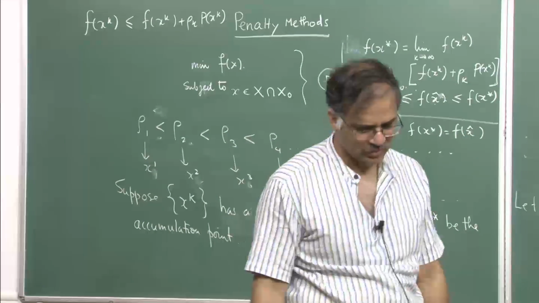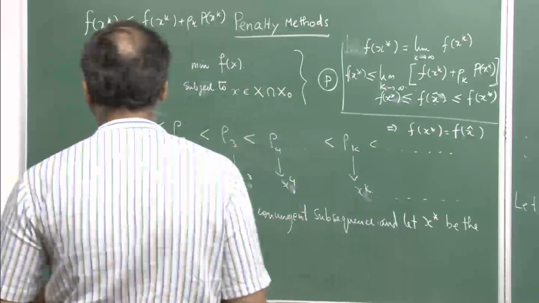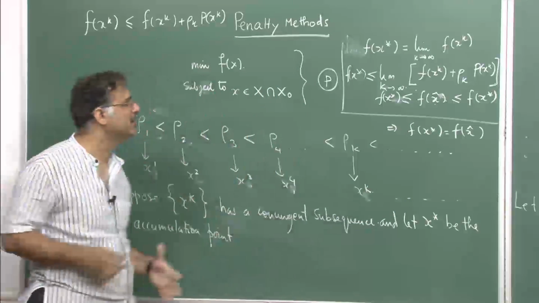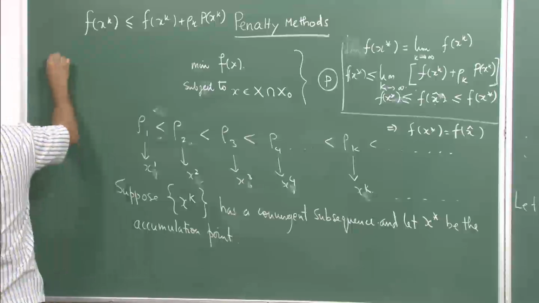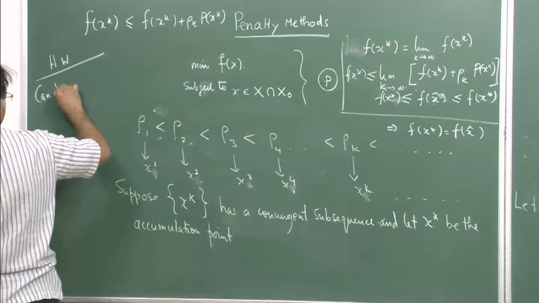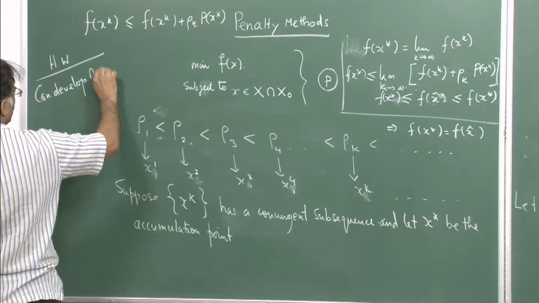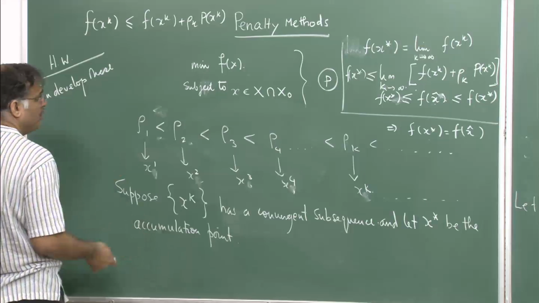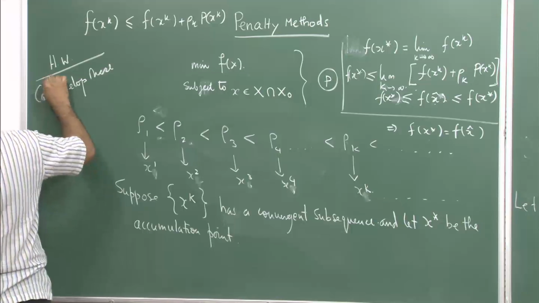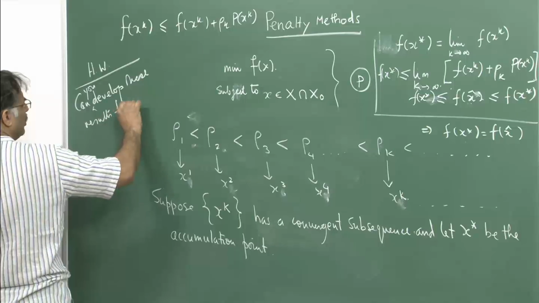Now, can you tell me if this idea can be extended to a local minimum? Can you handle this? So, homework is: can you develop these results for the local minimum, or are these just for the global minimum? We should be able to find a local minimum. Can you develop these results for a local minimum?